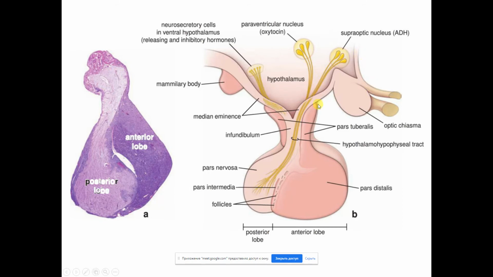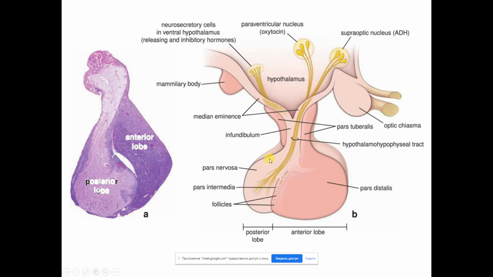Also I want to draw your attention that very close to the pituitary gland goes the optic chiasma. The optic chiasma is part of the optic nerve, which connects the eye with the brain, and it goes very close to the pituitary gland. Pathology of the pituitary gland can also cause vision problems, and we'll discuss it. It can compress the optic chiasma, and one of the symptoms of pituitary gland pathology will be eye or vision problems.